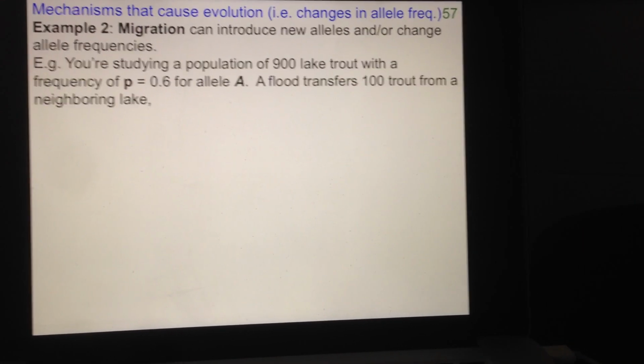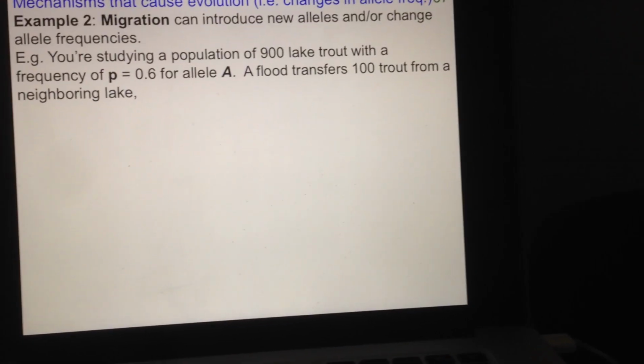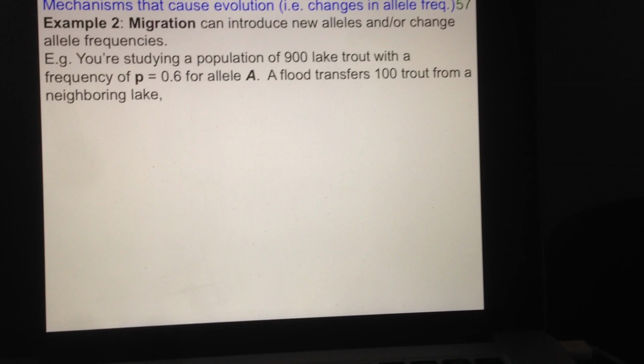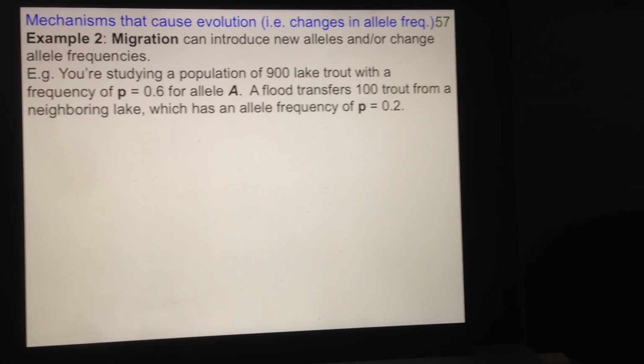But let's say a flood happens and messes up your results, because this flood basically floods a neighboring lake and floods over 100 trout from another lake. But that lake has a different allele frequency, 0.2, okay?